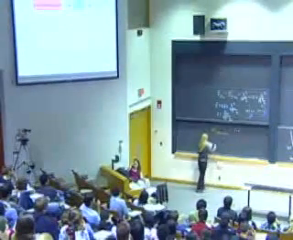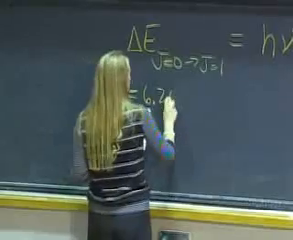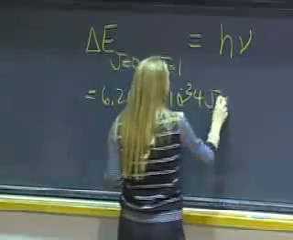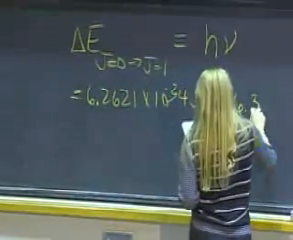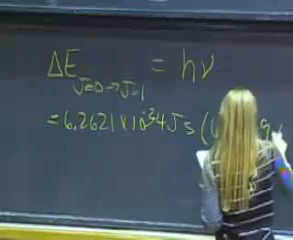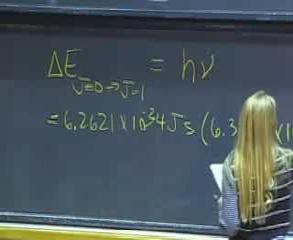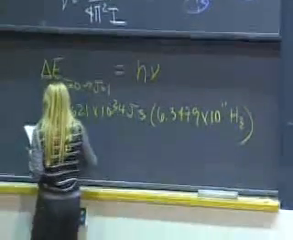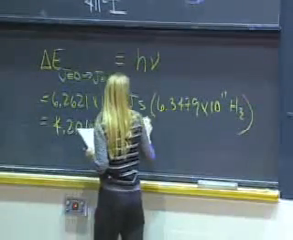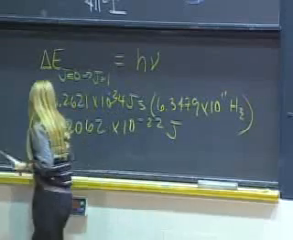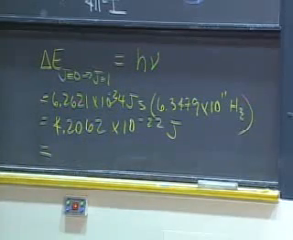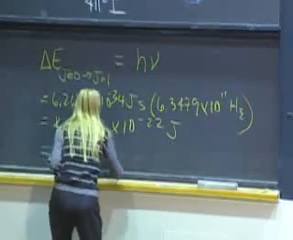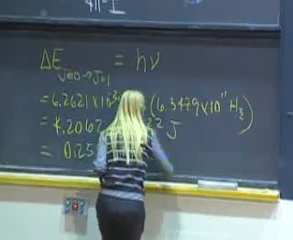So you can plug that in there. We have 6.6261 times 10 to the minus 34 joule seconds times the frequency, 6.3479 times 10 to the 11th hertz. When you do that, you should get 4.2062 times 10 to the minus 22 joules. Or if I convert that to kilojoules per mole, it is 0.25330 kilojoules per mole.